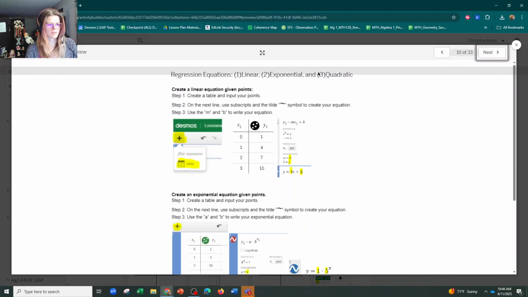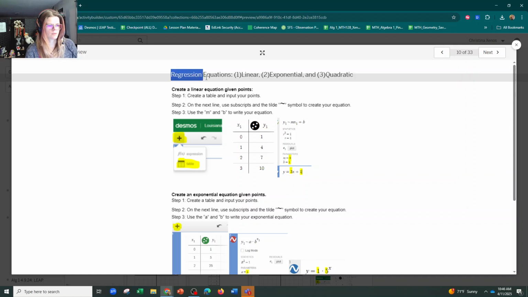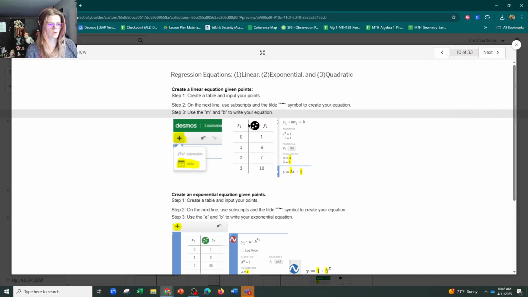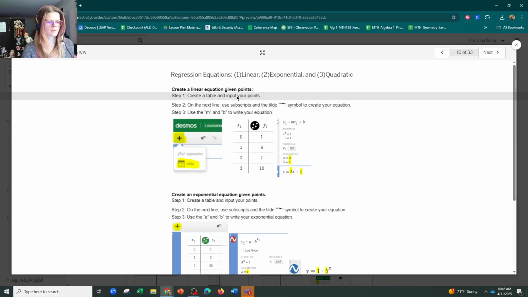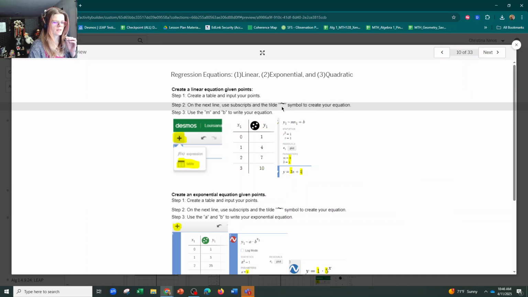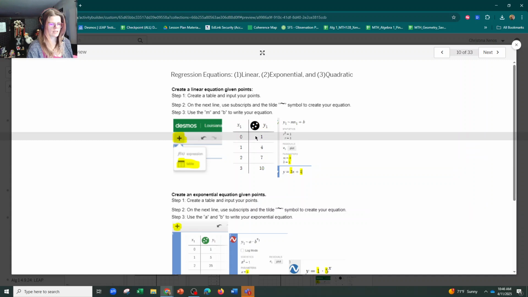Next. Okay, so this might be my favorite feature of the Desmos calculator, regression equations. We can make linear, exponential, and quadratic equations if we have a table and some points, and using this symbol here called the tilde symbol to create your equation. We can use M and B, so this is for a linear equation. It gives us a table.